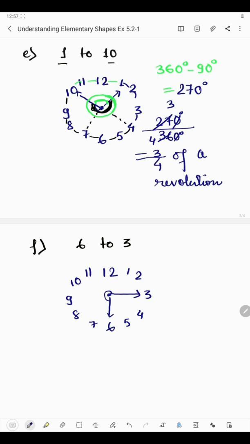So again it makes a reflex angle. How does it make a reflex angle? Let me show you. See, 1, 2, 3. That means 6 to 9 is 90 degrees. And 1, 2, 3, so 6 to 12 is a straight angle. A straight angle means 180 degrees, but it is going beyond 180 degrees. So it's a reflex angle. So we need to find the reflex angle. How will you find the reflex angle? 3 to 6 makes 90 degrees.